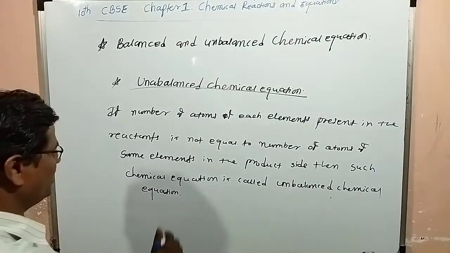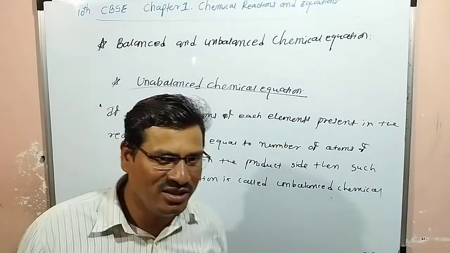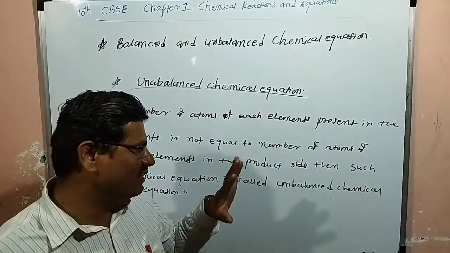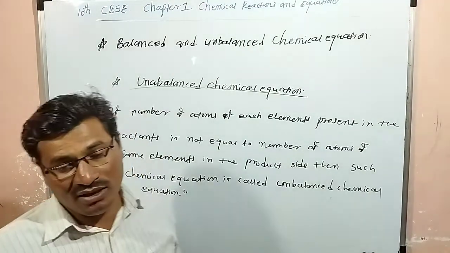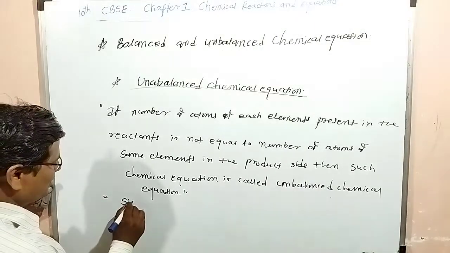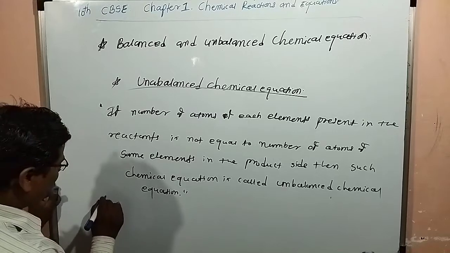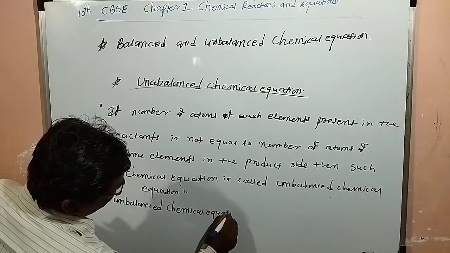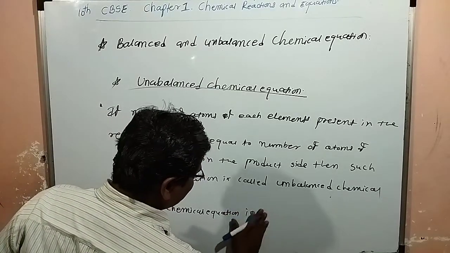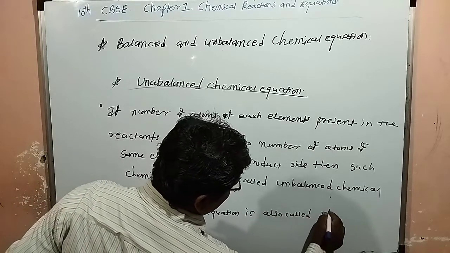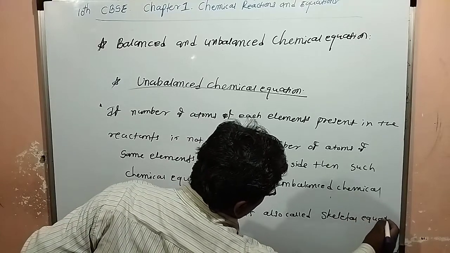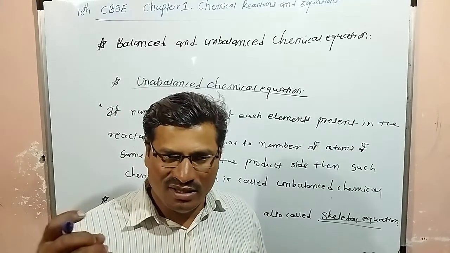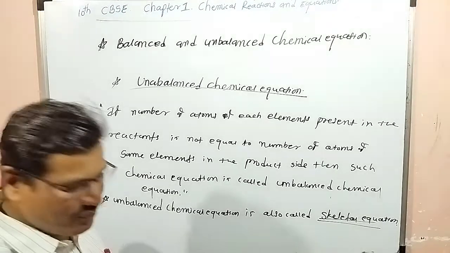Try to understand: if the number of atoms of each element present in the reactant is not equal to the number of atoms of the same elements present in the product side, then such a chemical equation is called an unbalanced chemical equation. And one more thing: such an unbalanced chemical equation is also called a skeletal equation. So you have to underline skeletal equation. If a chemical equation is not balanced, then you say it is an unbalanced chemical equation, or a skeletal equation. So I will give an example.